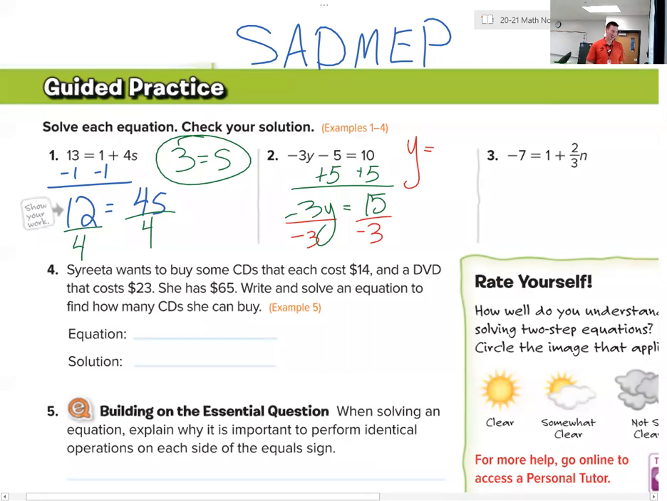15 divided by negative 3. It's a positive divided by a negative, so I know that my quotient is going to be negative. So I have y equals negative 5. So let's plug that back in here. I have negative 3 times negative 5, which is 15. 15 minus 5 is 10. Yeah, I know I got the right answer.